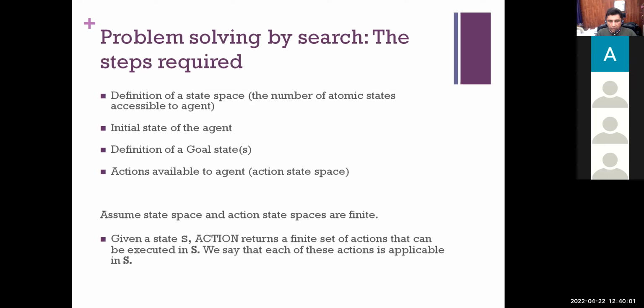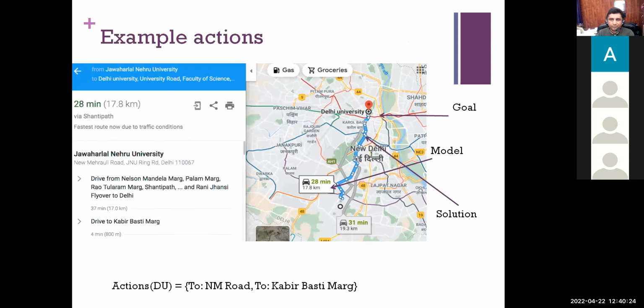Now this is a formal description: given a state S, ACTIONS(S) returns a finite set of actions that can be executed in S, which is the current state. S is from the state space. We say that each of these actions is applicable in S. So the allowed actions, we say they are applicable in S.